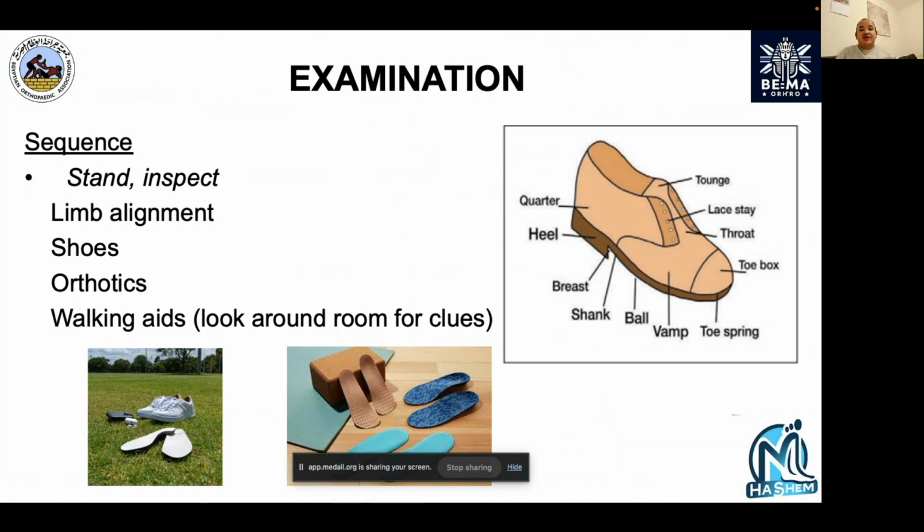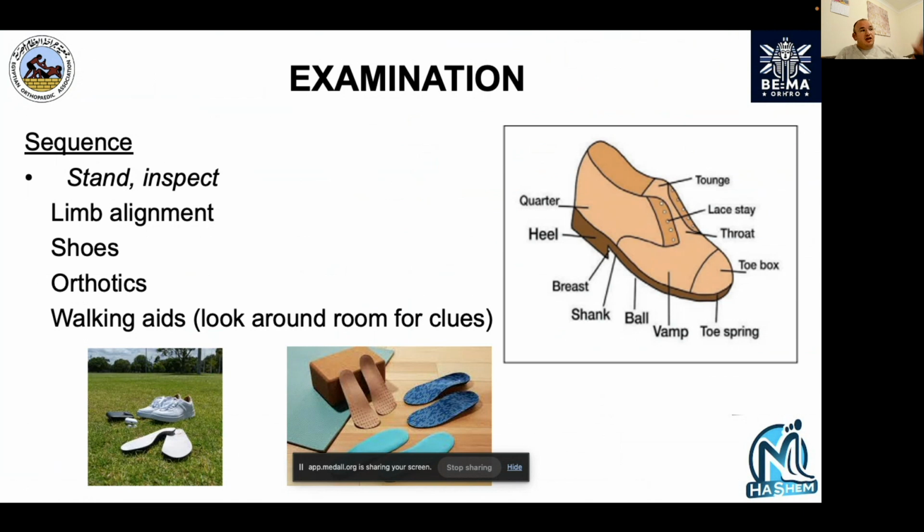I'll have a look if the patient has any orthotic. I take the insoles out of the shoes and have a look at them, because they give me an idea. If I see arch support insoles, this patient has some problem with the midfoot. If I see rocker bottom shoes, it means the patient has a problem with ankle arthritis. If the patient has Morton's extension orthotics, I understand that this patient may have hallux rigidus.